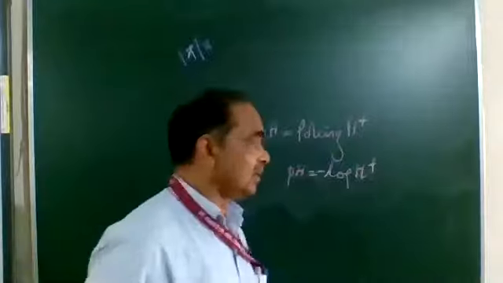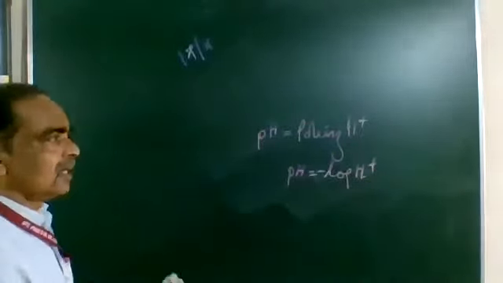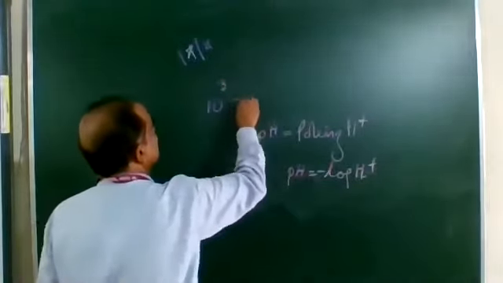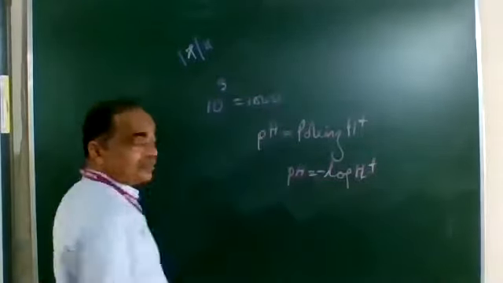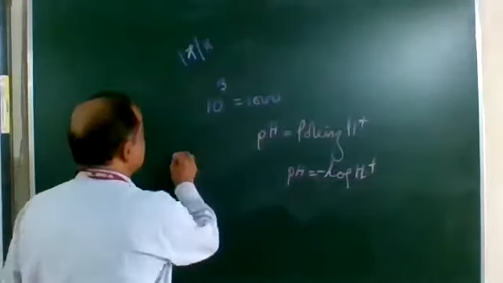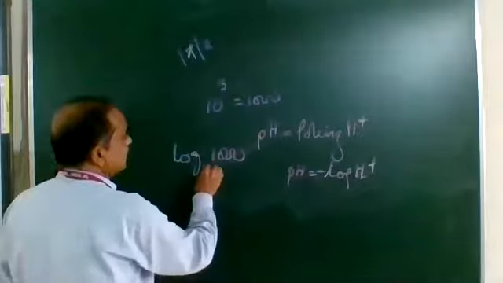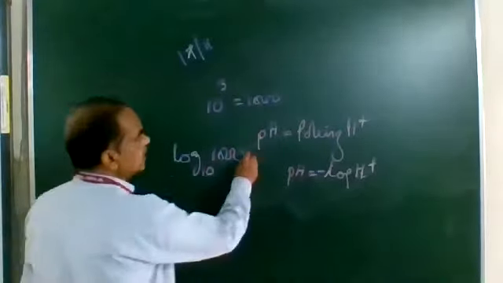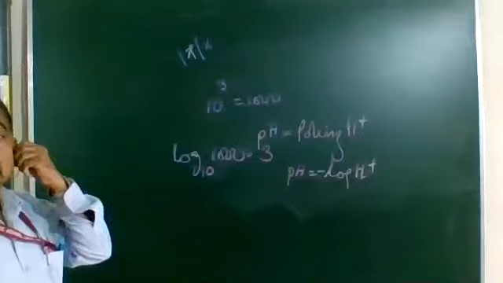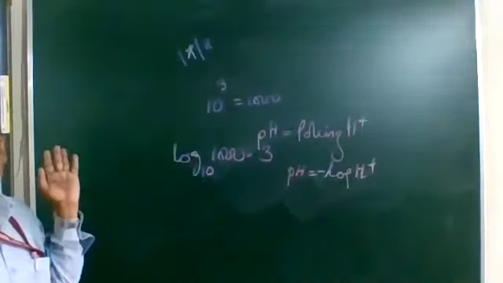Now let us understand it. Logarithm, you will study it later. Logarithm means, suppose we say that 10 to the power of 3 is equal to 1000. If you write it in the form of logarithm, the logarithm of 1000 to the base 10 is 3. So what is the log of 1000 to the base 10? It is equal to 3. So this is how we find the logarithm.